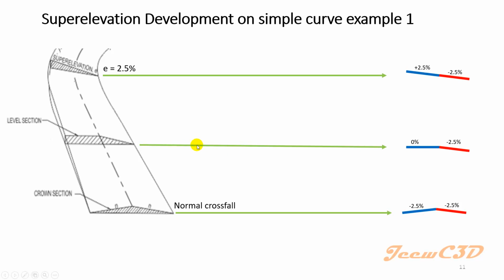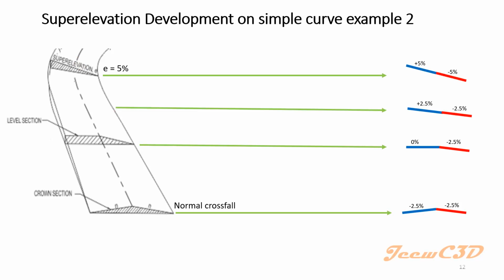So the positioning of super elevation would be: from this super elevation development length, 2/3 would be on the tangent section and 1/3 would be on the curve section. That is the definition for a simple curve. We will look at another example related to a simple curve.